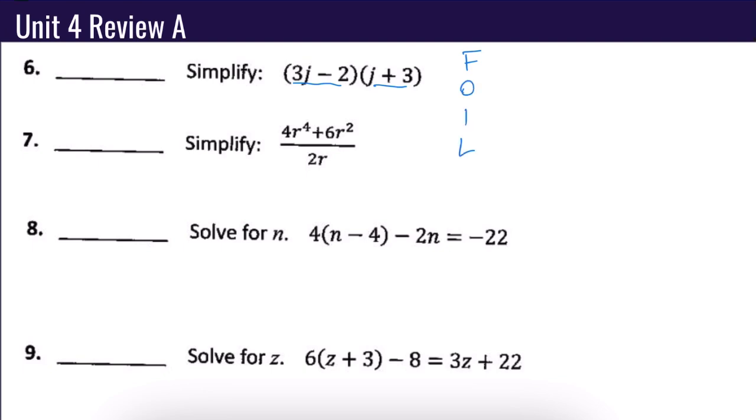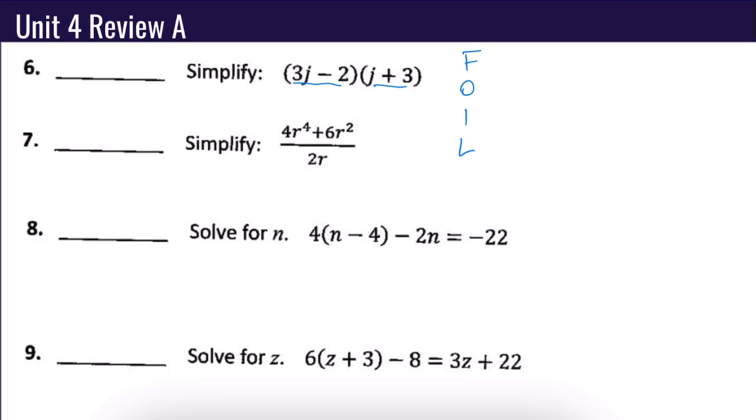So FOIL says we're going to multiply the first terms, then we're going to multiply the outside terms, then the inside terms, and then the last terms. Then we're going to combine any like terms that we can, and what's left is our answer.